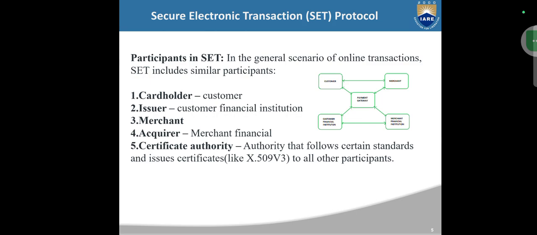Participants in SET. In the general scenario of online transactions, SET includes similar participants: cardholder, issuer, merchant, acquirer, certificate authority. Cardholder relates to the customer. Issuer relates to the customer's financial institution. Acquirer relates to the merchant's financial institution, and the certificate authority is a trusted authority that follows certain standards and issues certificates to all other participants.